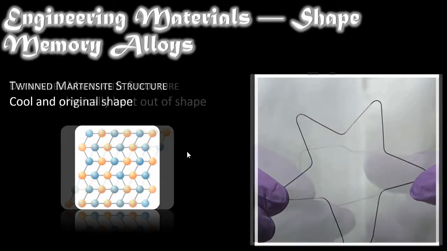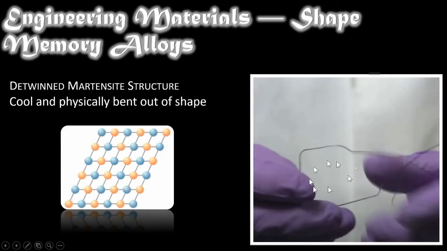this twinned structure here. If we take it and bend the wire, in the areas that it's bent, we call this the detwinned martensite structure. It's still a rhombus, but now instead of being zigzag, it's detwinned. They're going to be in rows here. This happens when it's cool and we're physically bending it out of shape. So in some areas here, it'll be in this situation.